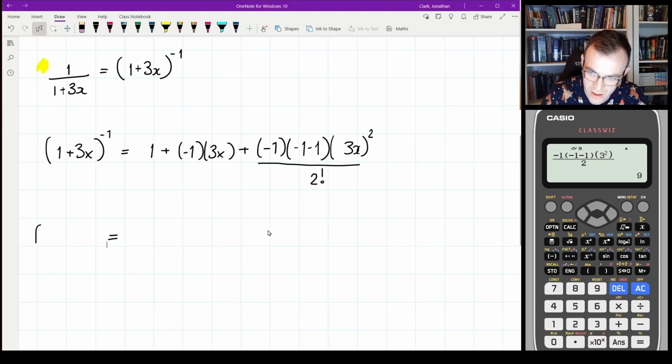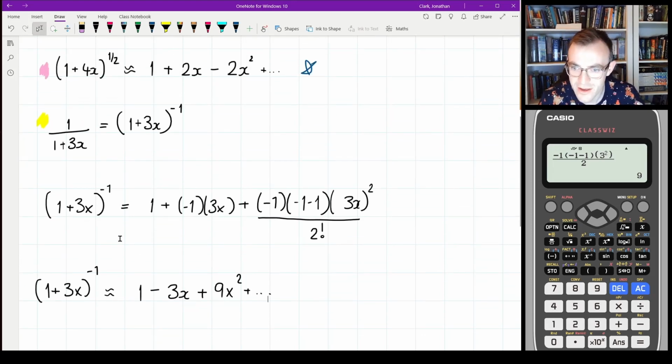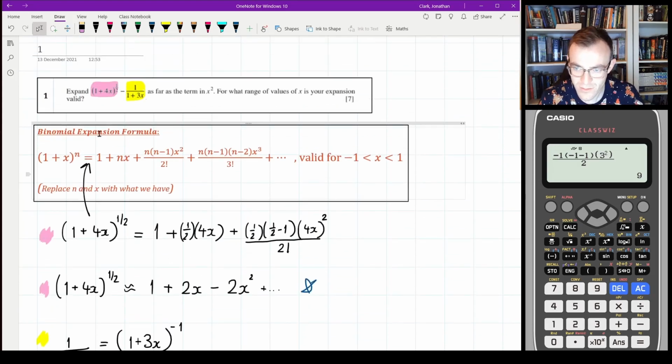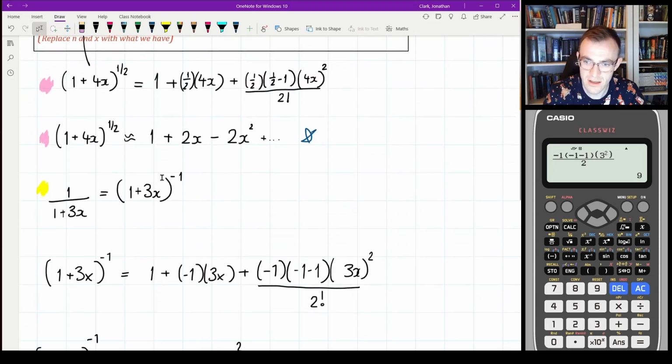Cool. Thought so. Just needed a check, you know. So this is going to be 1 take away 3x. This is going to be positive, this particular term, so it's going to be plus 9x squared. And I'll just pop a little cheeky wiggly equals just to indicate that it's not an exact match and they're approximate. Okay, cool. So now that I've expanded the two individual parts, I can take the two answers.